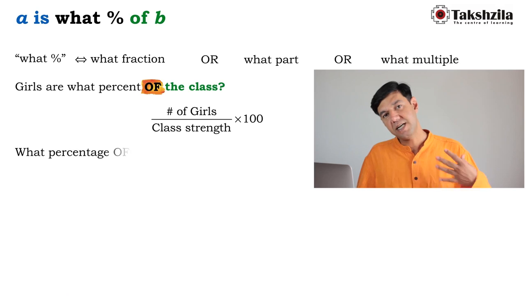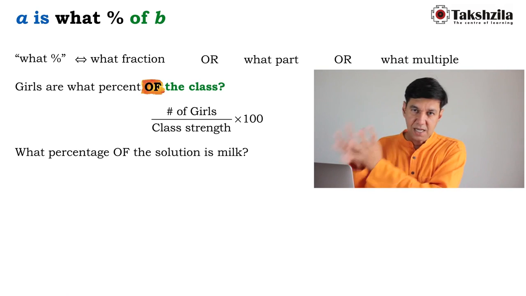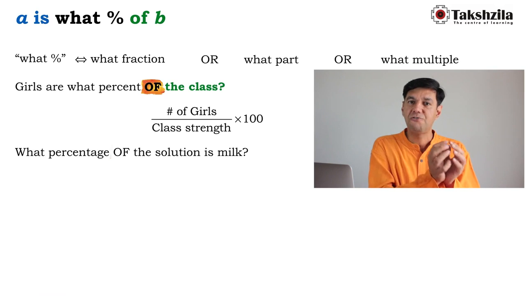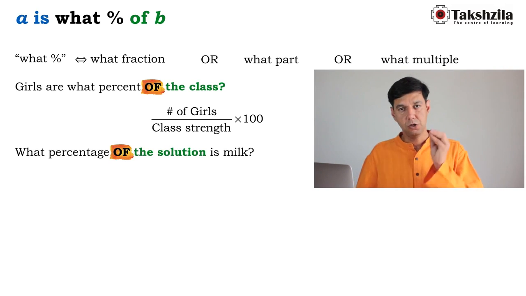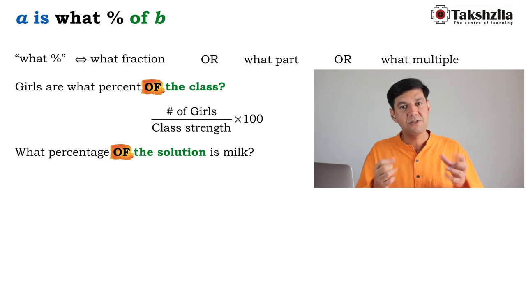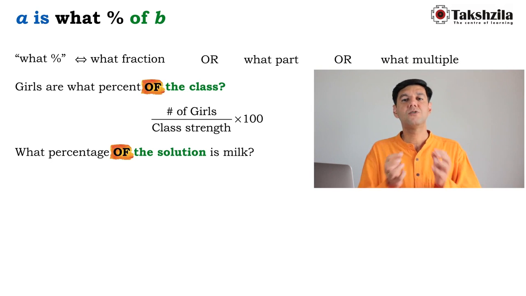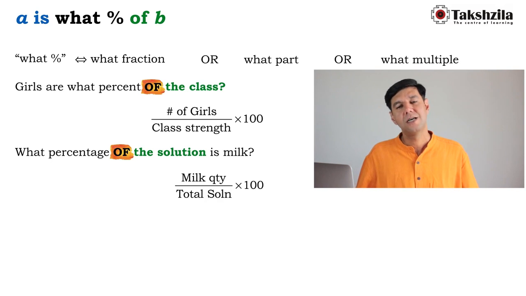Or, what percentage of the solution is milk? Don't worry that milk is written at the end. Look at where "of" is written. Of what? Of the solution. So the solution is going to be my base, right? And what do I want to find? What percentage of this is milk? So milk is going to be compared to the whole solution, right? So milk divided by the total solution into 100, right?